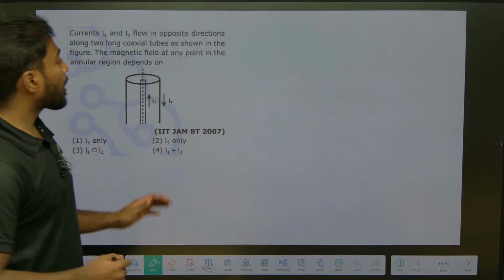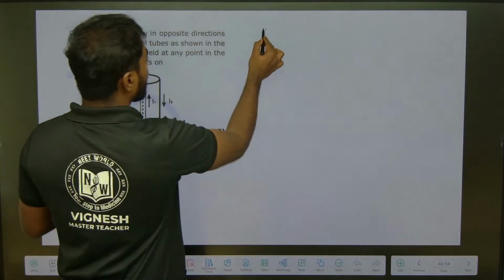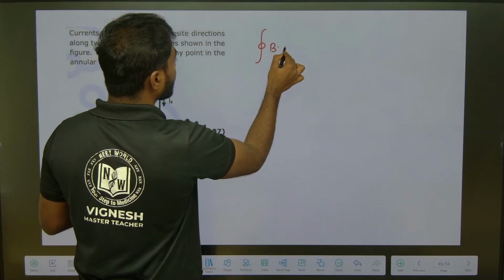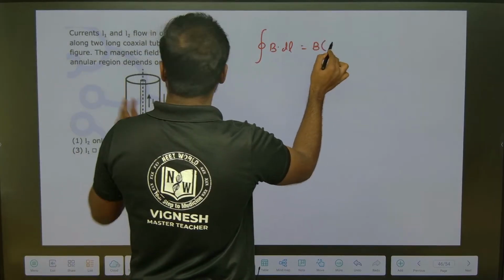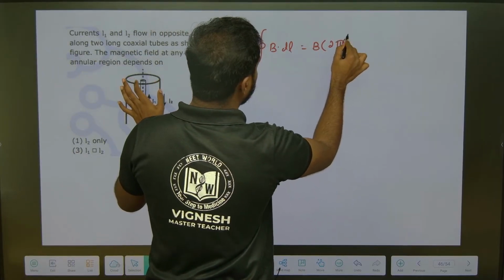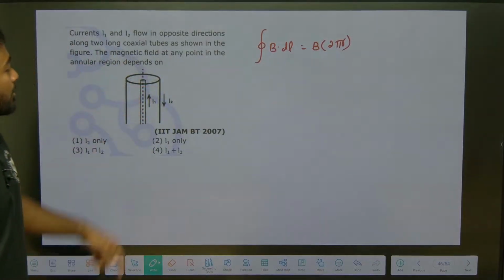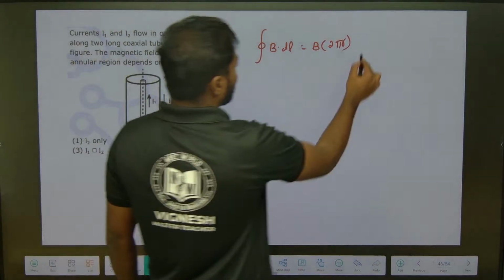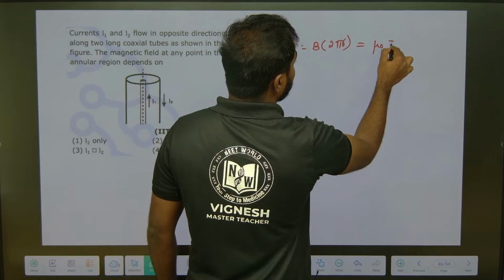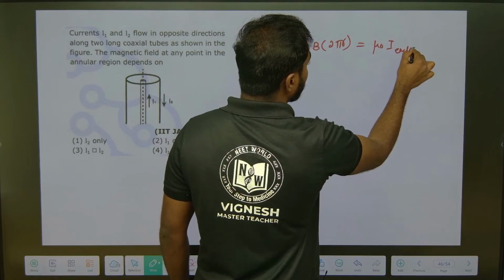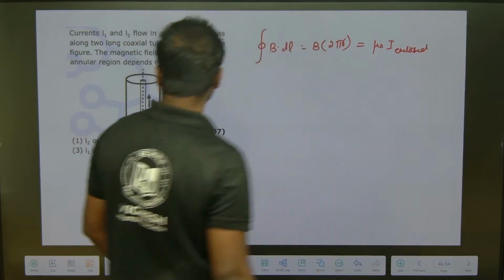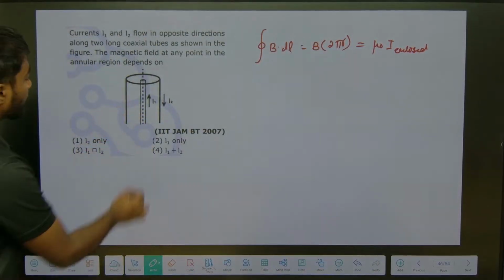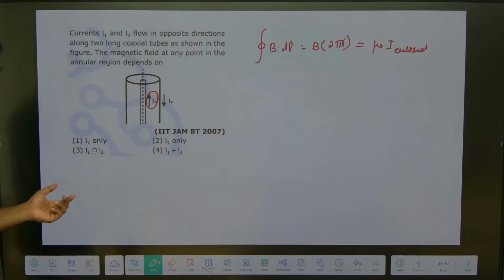If we talk about the magnetic field, it will be the integral of B dot dl, which equals B into 2 pi r, the circumference. And when we talk about the current, it is mu naught I enclosed. So what is the current which is enclosed here? It is only I1. So which is the option?